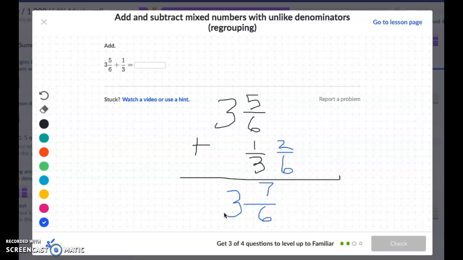But what we want to get to now is realizing, hey, you know what? 7/6 is really a whole 6/6 plus another 1/6, because 6/6 plus 1/6 would be 7/6. So it's actually a whole. So I'm going to take that whole out, and I'm going to move that whole into this number. So that's going to give me 4. So if I take my 6/6 away and move it into my 3, that's going to give me a 4, and that's going to leave 1/6 left over. So 4 and 1/6 is my answer.